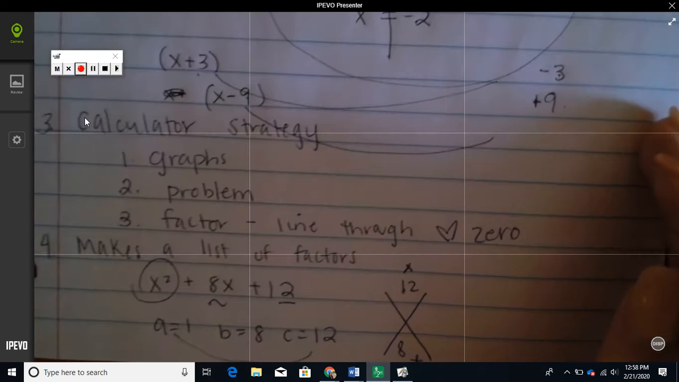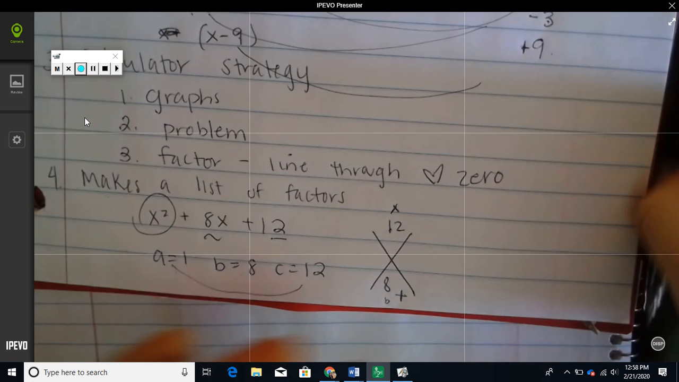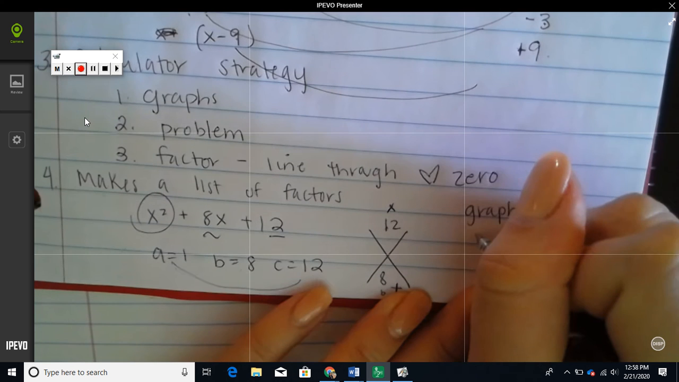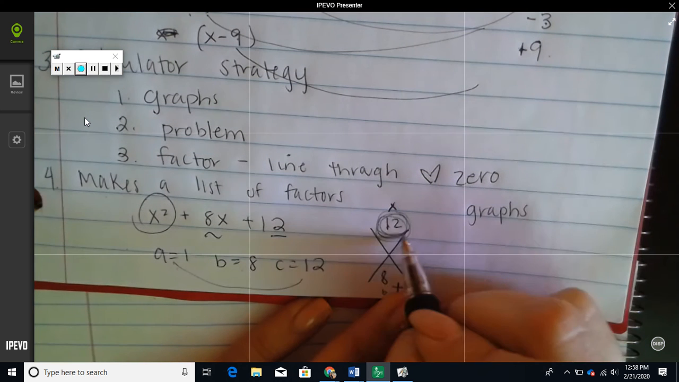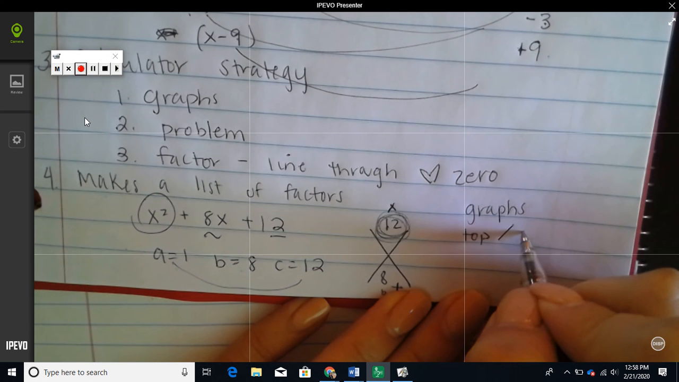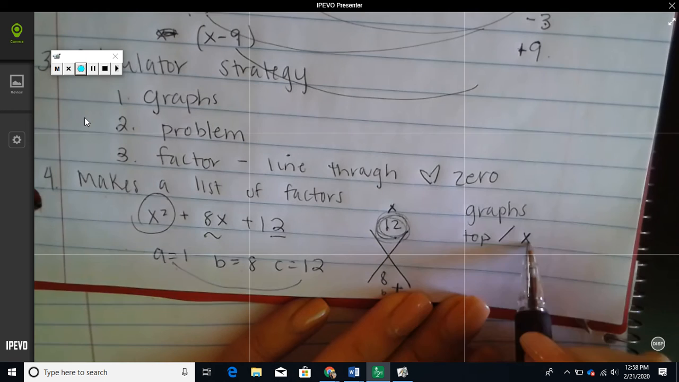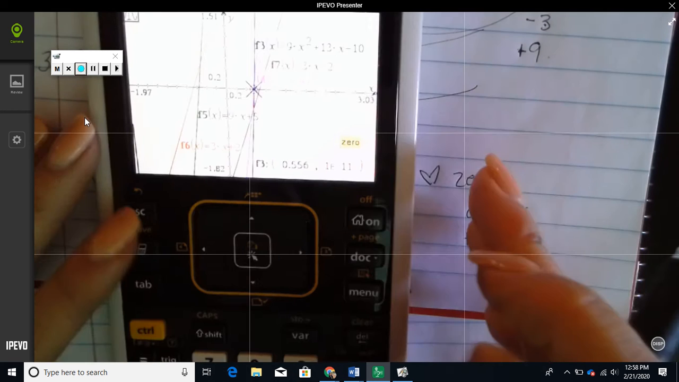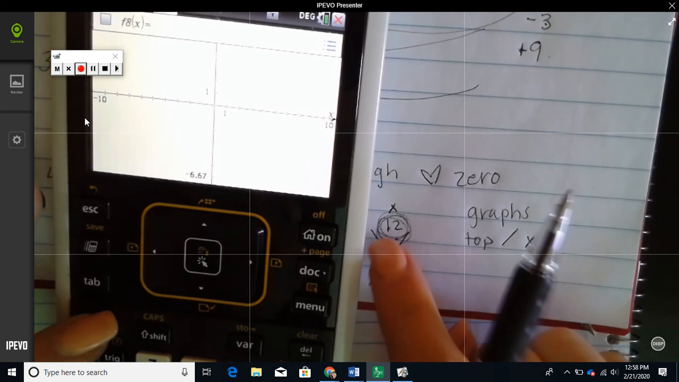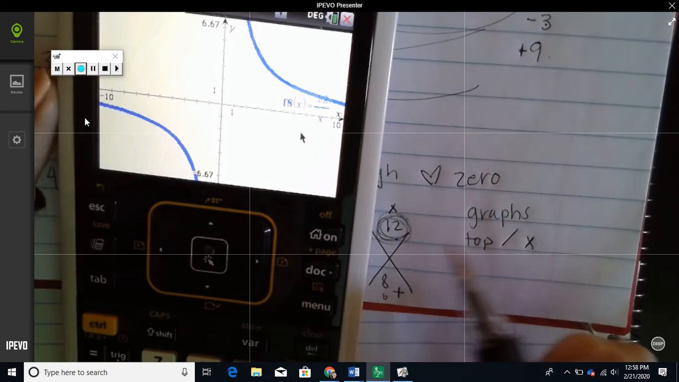Here's how you do this. You go to the calculator, you go to graphs, and what you're going to type in is whatever this top number is. You're going to put in that top number and divide it by x. My top number is 12, so I type in 12 divided by x. And what it's going to do is give you this kind of rational function.